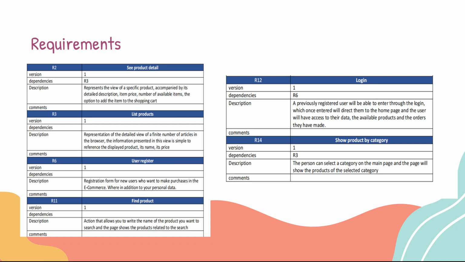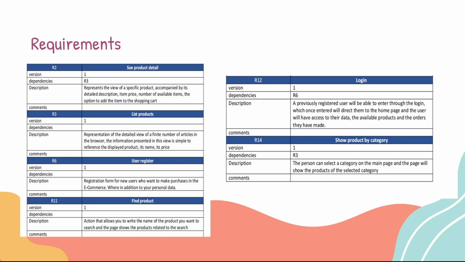Next, we have the eleventh requirement. This is basically for the action that allows you to write the name of the product you want to search, and the page shows the products related to the search.